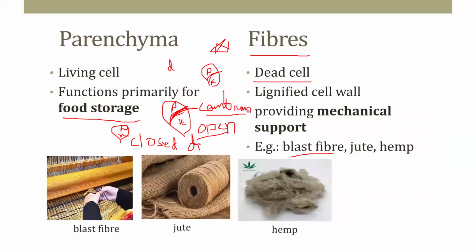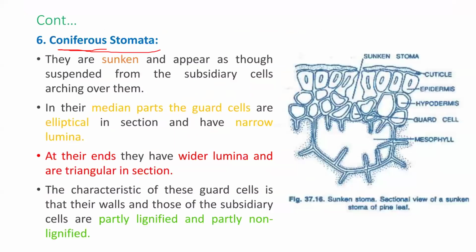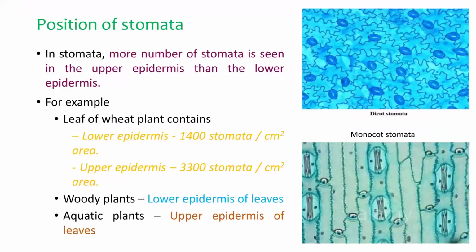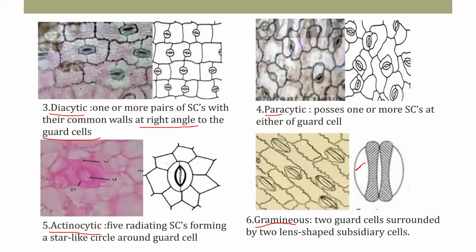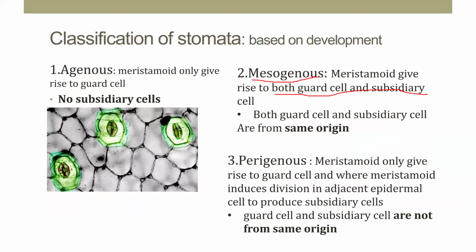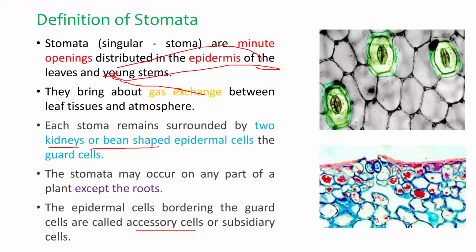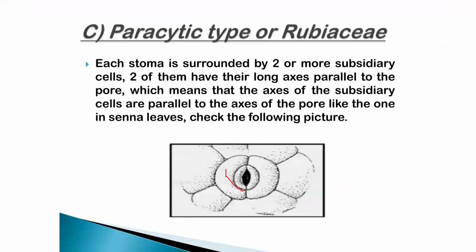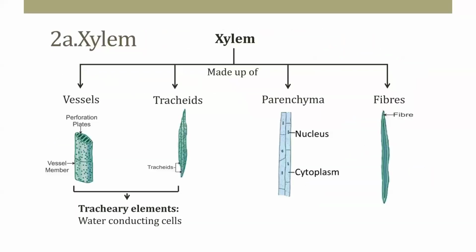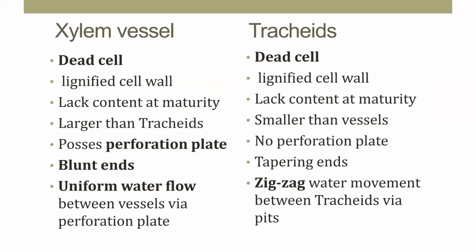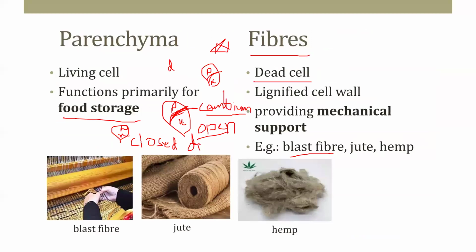Now the tissue systems. First one is the epidermal tissue system, second one is the ground tissue system, and third one is the vascular tissue system. In the epidermal tissue system, trichomes, stomata and root hairs are outgrowths of the epidermal tissue system. The vascular tissue system consists of xylem and phloem, whereas the ground tissue system consists of the cortex, endodermis, pericycle and medulla.